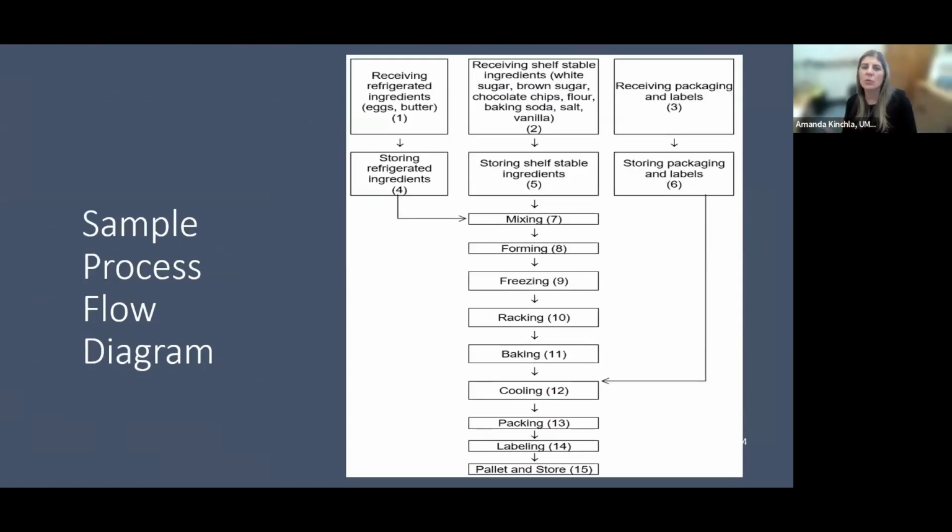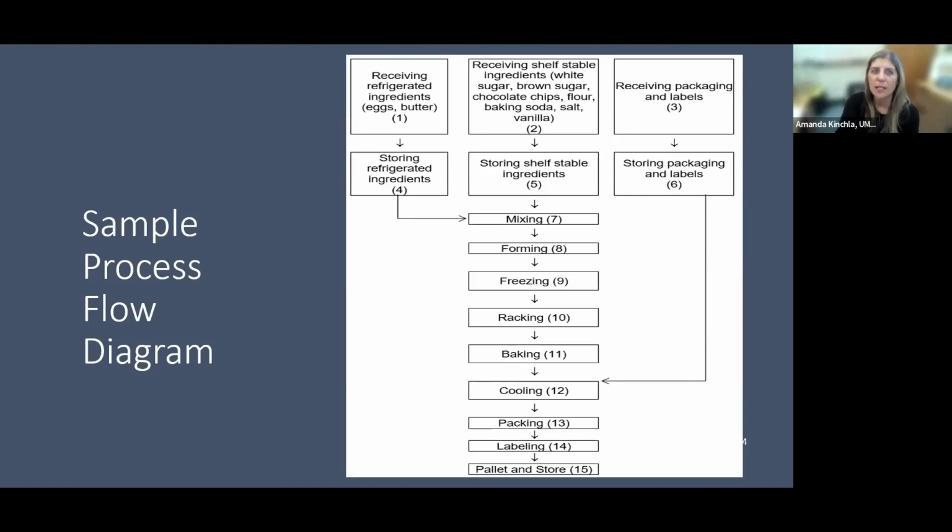Another tool that's really helpful in the world of product design and food safety is what we call a process flow diagram. Basically, this is images or square segments that break down each part of the process so that we can look at them individually. The one I have presented here is an operation of that chocolate chip cookie company.